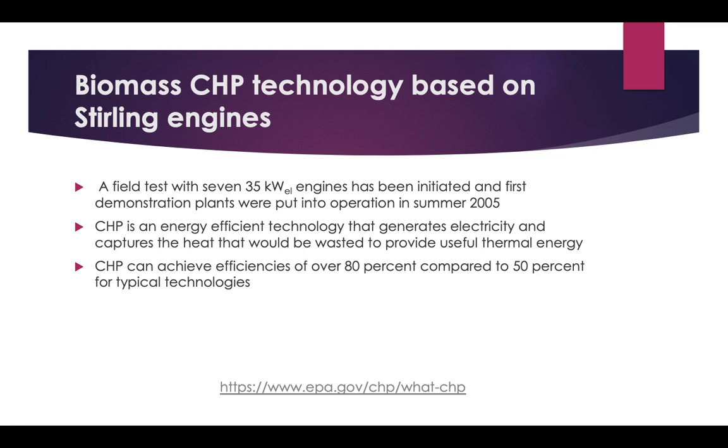So next is biomass CHP technology based on Stirling engines. A field test with a 735 kilowatt engine has been initiated and first demonstration plant was put into operation in summer 2005. CHP is an energy efficient technology that generates electricity and captures the heat that would be wasted to provide useful thermal energy. CHP can achieve efficiency of over 80% compared to the 50% for typical technologies.